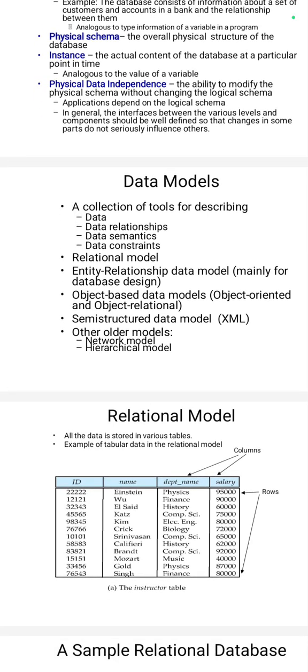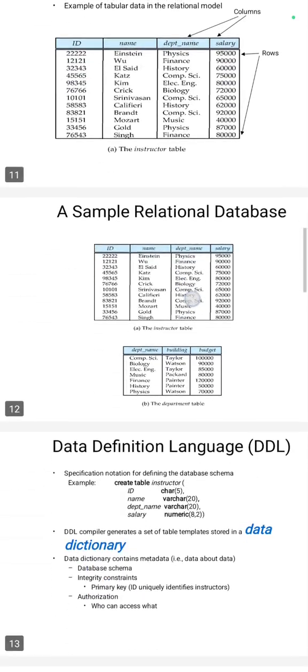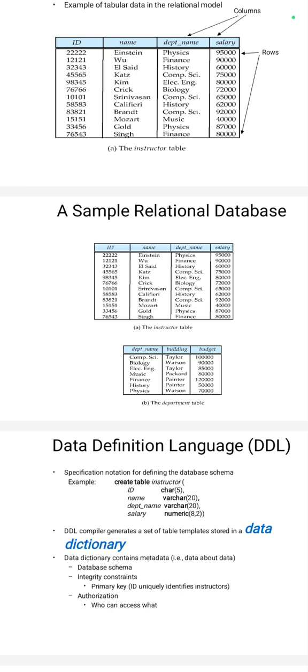Now we go on to the relational model. Here you can see that all the data is stored in various tables with ID, name, department, salary. ID, name, department, salary are called the columns, and when we fill those columns with a record, that particular record is called a row. For example, 2222 Einstein physics 95,000 is a row of the database. In a database, rows can also be called tuples. This is a sample of a relational database.